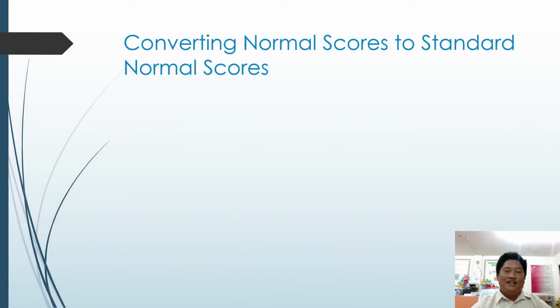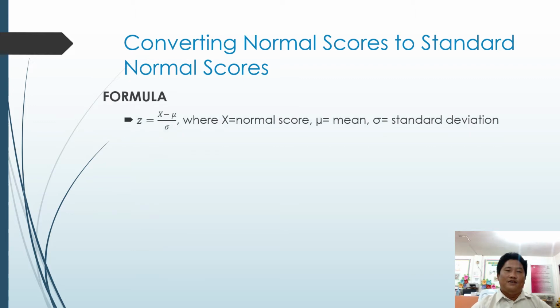Now we are here in the part wherein we have to convert the normal scores to standard normal scores, or standard scores, or sometimes we call them z-scores. This is the formula that we used in our second activity, wherein z is equal to x minus mu all over sigma, where x is the normal score, mu is the mean, and sigma is the standard deviation.